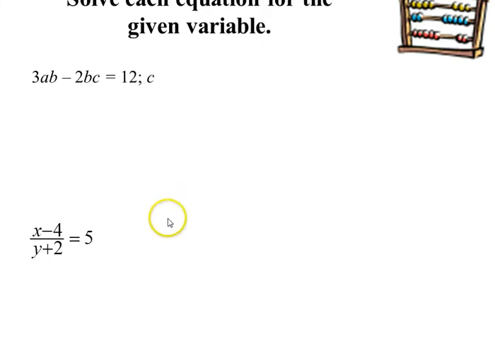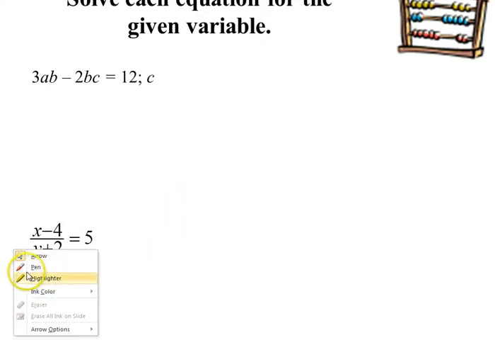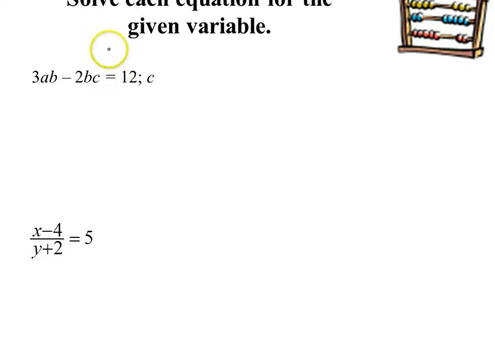Alright, let's do a couple more complicated ones so we can wrap it up. I'm trying to go as slow as I can. So here they say to solve for the given variable. In this case, we are solving for c. So what you want to do here is to go ahead and underline the c. So first thing we have to get rid of is this 3ab. Since this is positive 3ab, we subtract 3ab.